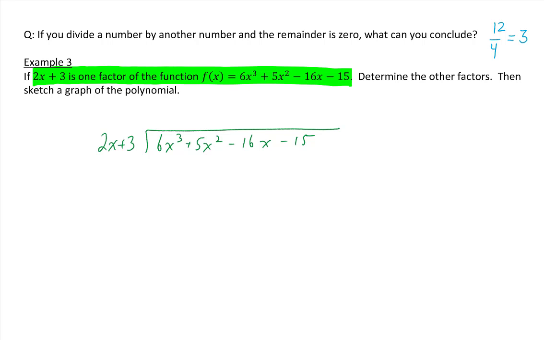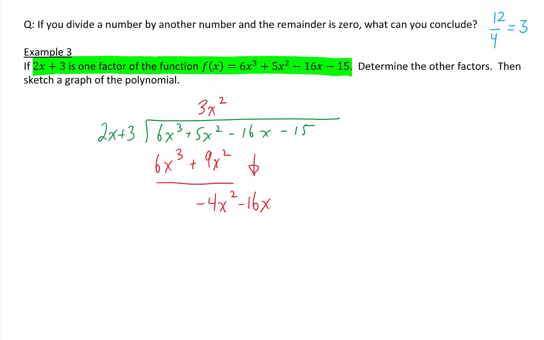So let's start by getting rid of the 6x cubed. So I'll need to multiply 2x plus 3 by 3x squared. And when I do that, that gives me 6x cubed plus 9x squared. So subtracting, that gives me negative 4x squared. So I bring down the negative 16x.